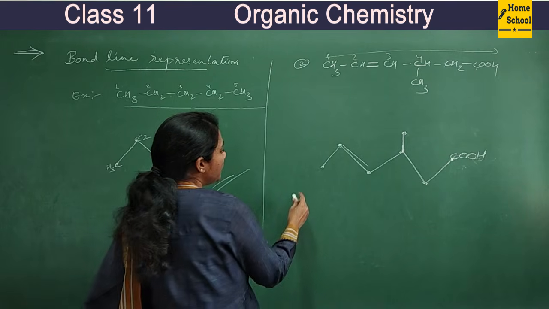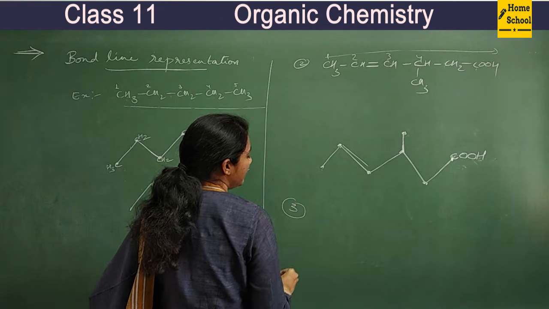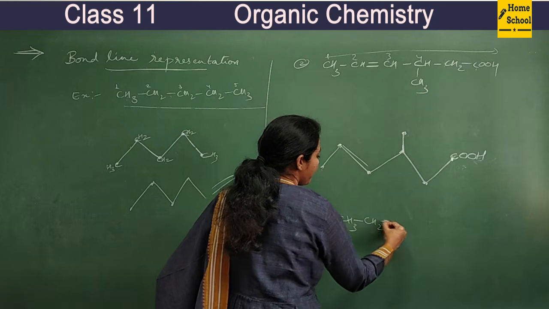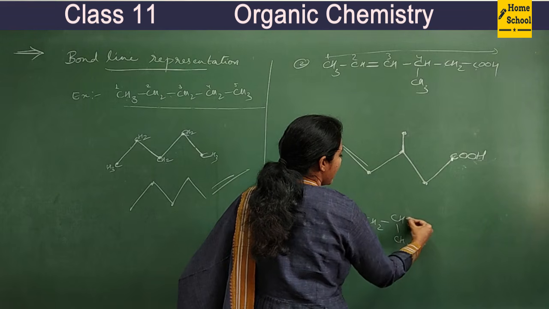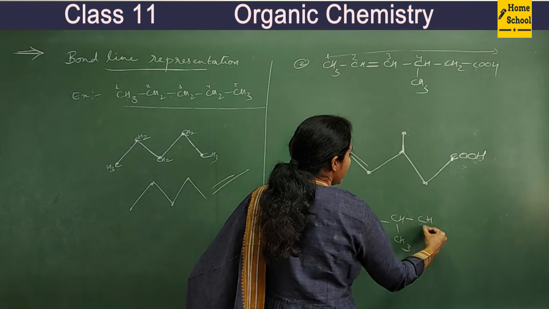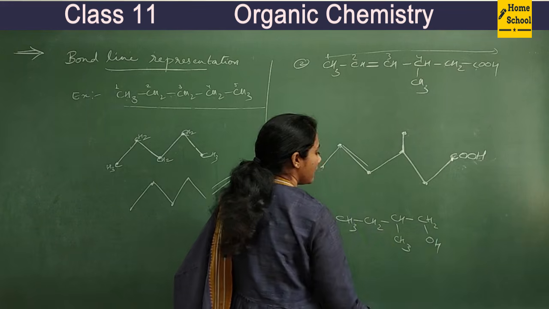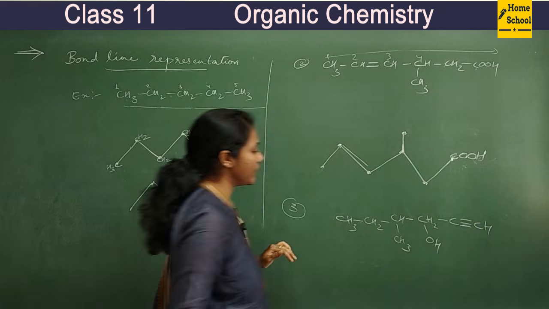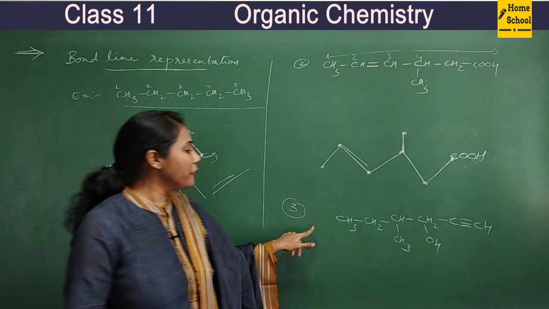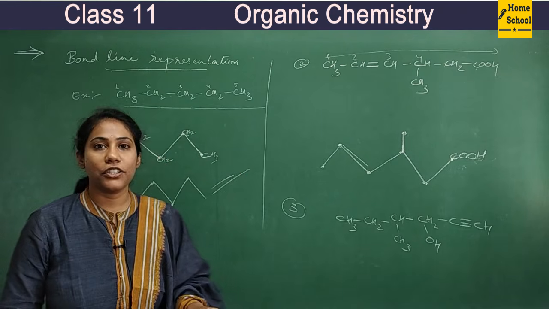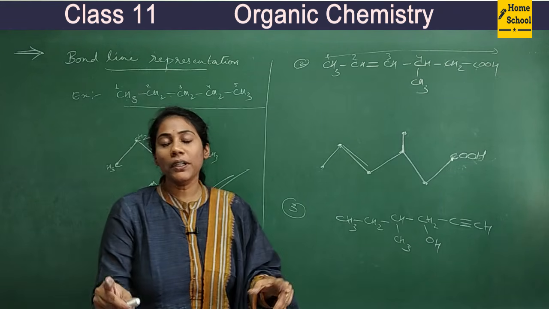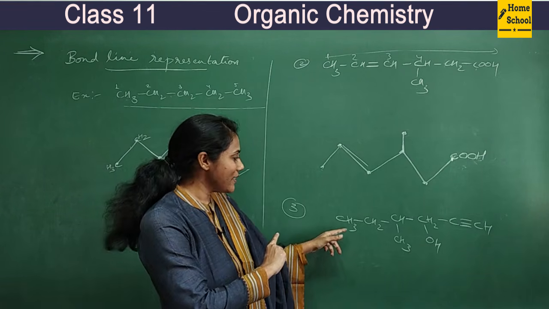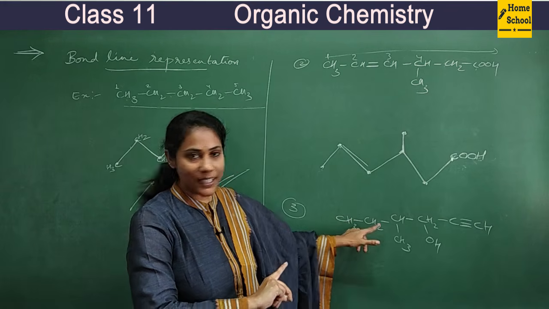Okay, so one more example. The third example: CH3, CH2, CH3, CH2OH, and then C triple bond CH. So this is a molecule. You have to convert this into bond line representation. You can pause the video and try in your book and then check whether the answer is correct or not. See, I will start writing its bond line representation.